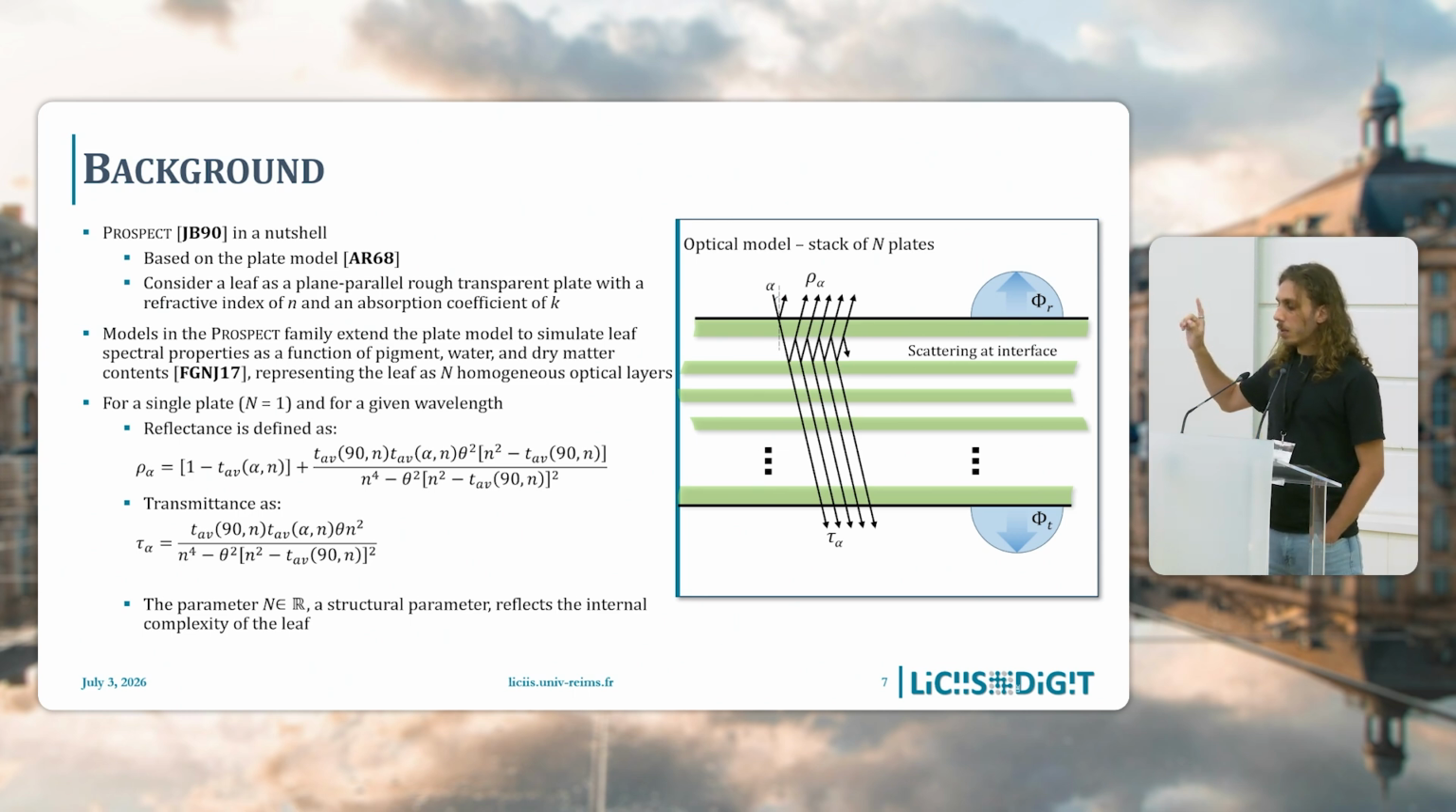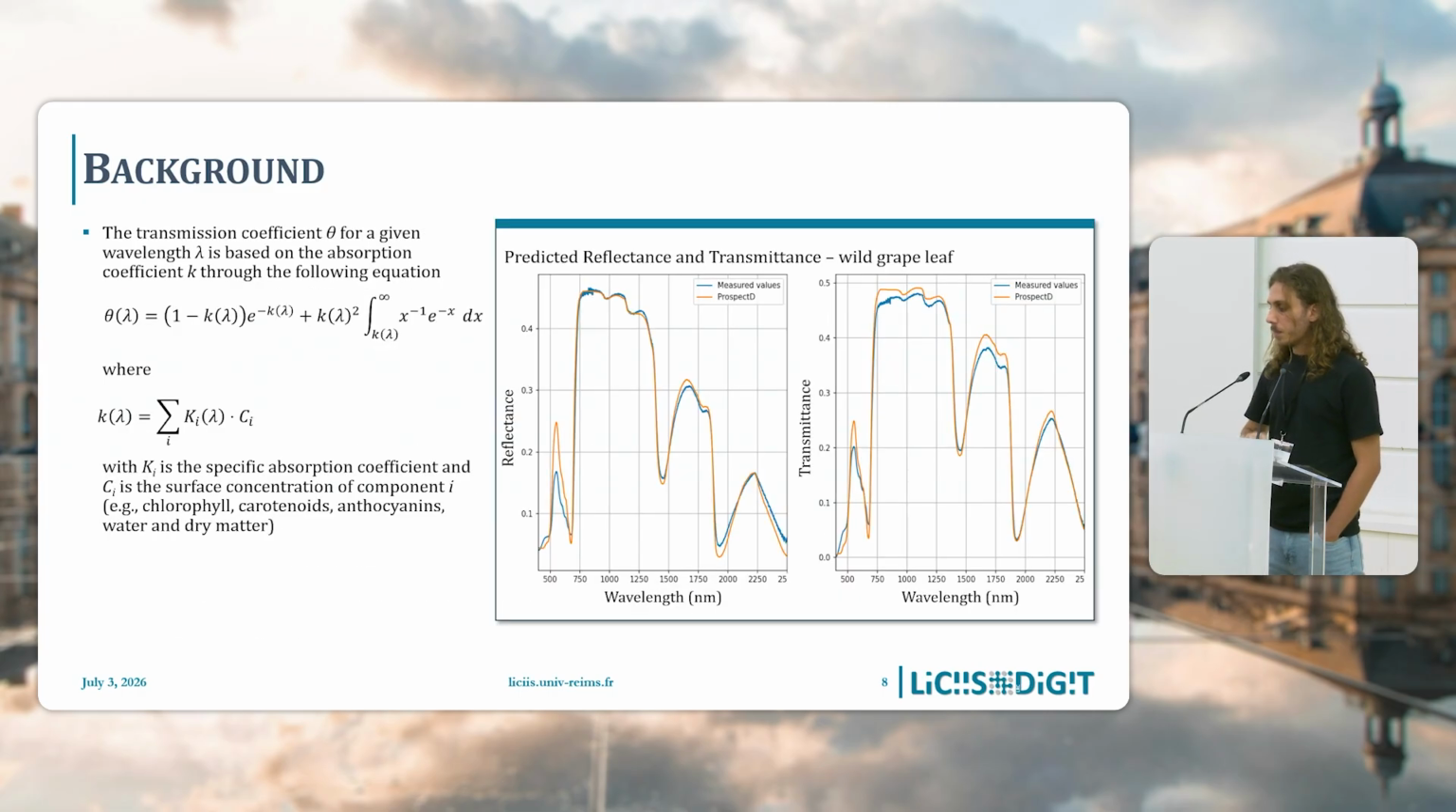It could be noted that the n parameter is not directly the number of layers in our leaf. It's just a structural parameter. It reflects the internal complexity of the leaf. So we integrate the concentration of each pigment. For example, in a leaf, we consider 3 pigments in particular: chlorophyll, carotenoids, and anthocyanins. And we integrate water and dry matter by coefficients in the computation of absorbance.